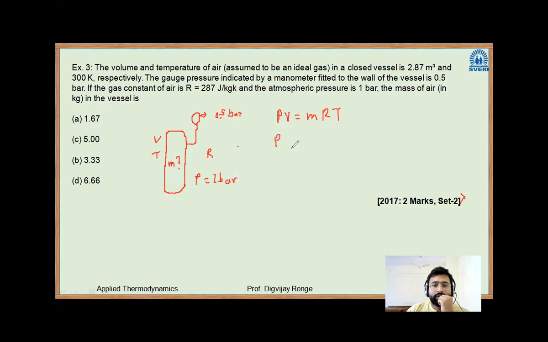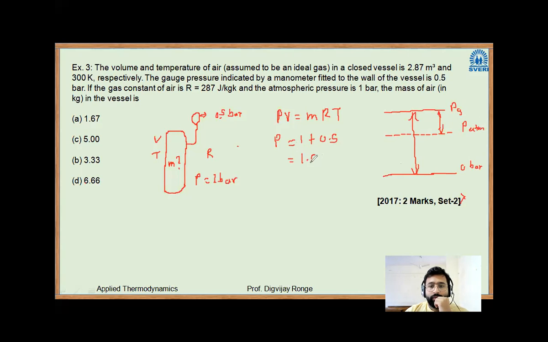Here, pressure is how much? Pressure is 1 bar plus gauge pressure. What is the gauge pressure here? 0.5. So that will be the total pressure. Okay. So we have learned this. Suppose this is your atmospheric pressure, PATM, and suppose this is your gauge pressure, which is shown by the instrument, PG. Suppose this is the 0 bar datum. So the total pressure will be this much, equal to atmospheric pressure plus gauge pressure. So total pressure will be 1.5 bar.